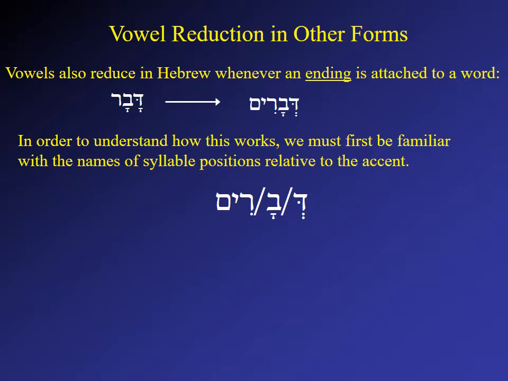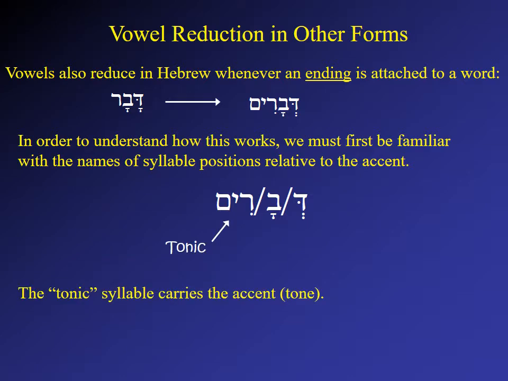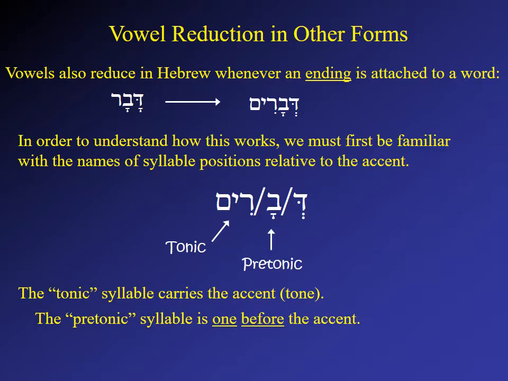So devarim, 3-syllable word, devarim. You know that here the accent is on the rim, the final syllable. The accent that takes the syllable is called the tonic syllable. The tone, the accent is on that syllable. The one right before the one with the accent is called the pretonic syllable.